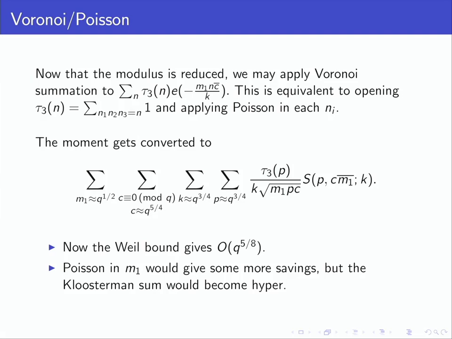Now you might be tempted to apply Poisson summation one more time in M1, because you would get a savings in the length of summation from that one also. But the problem is then the Kloosterman sum would become a hyper-Kloosterman sum. For Kloosterman sums we have a lot more structure for dealing with them, which we'll get into on the next slide, whereas for hyper-Kloosterman sums we don't have as much technology. There is a paper of Nigel Pitt that gets some bounds for sums of hyper-Kloosterman sums, but it's harder and the results aren't as strong. So we're going to avoid doing that.